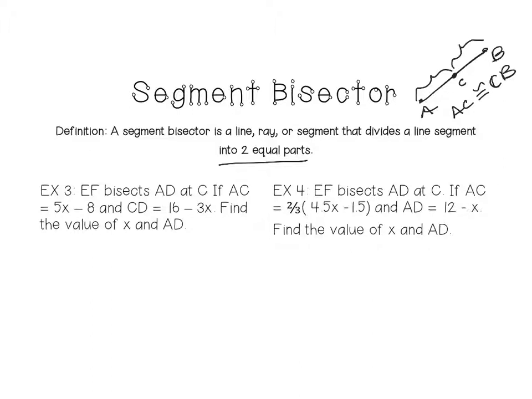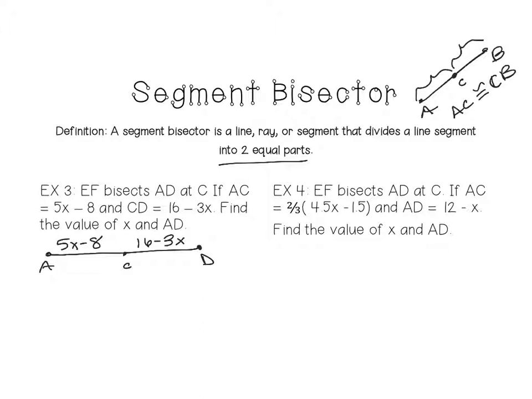So looking at example 3, EF bisects AD. So I have segment AD, and it's bisected at point C. AC is 5x minus 8. CD is 16 minus 3x. Find the value of x and the value of AD.